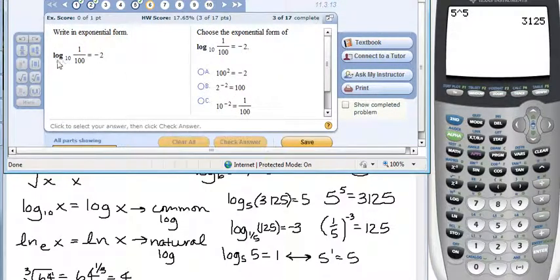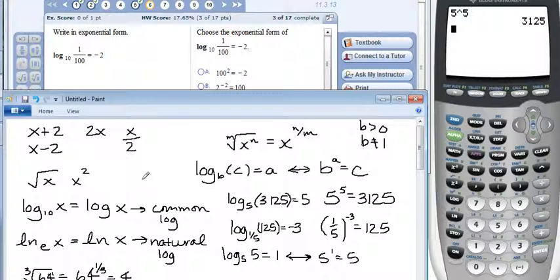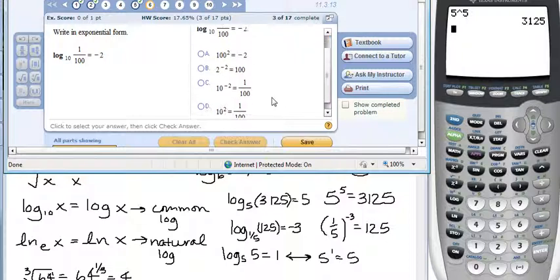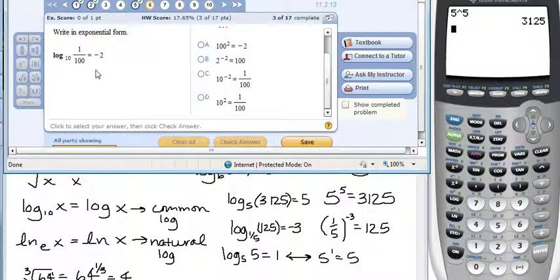All right, so here we have b to the, what did I say that was? b to the a is equal to c. This is multiple choice here, so it's super easy. All right, so it'd be 10 to the negative 2 power is equal to 1 over 100. That's this one, right? I'll show you all the options here. This to this power is equal to that. That is this one right here. Good job.